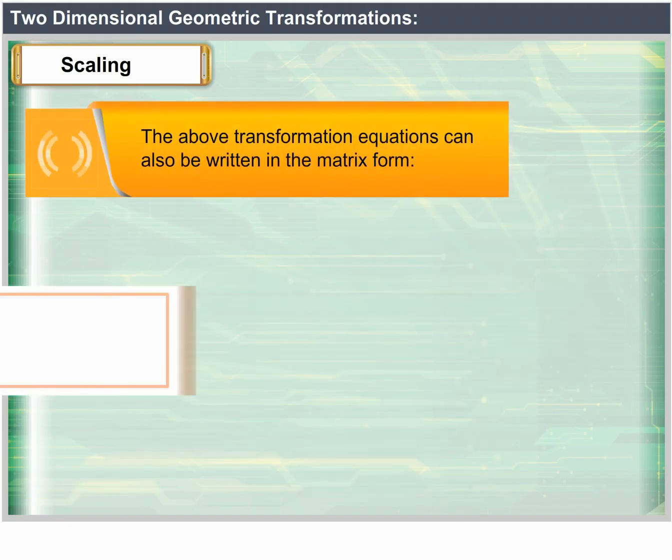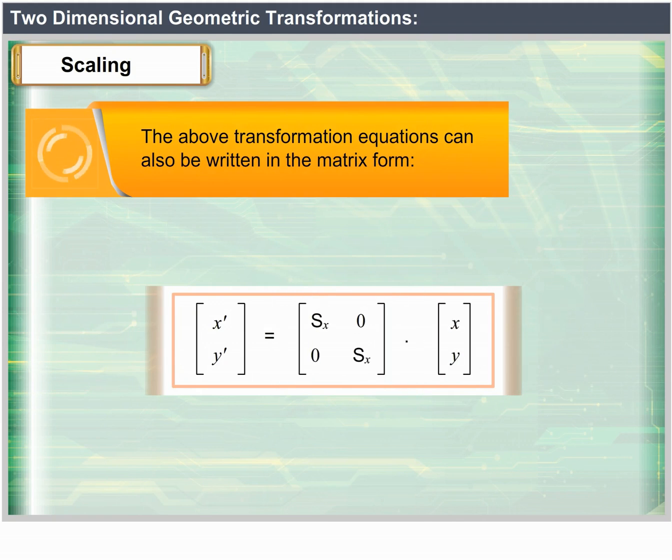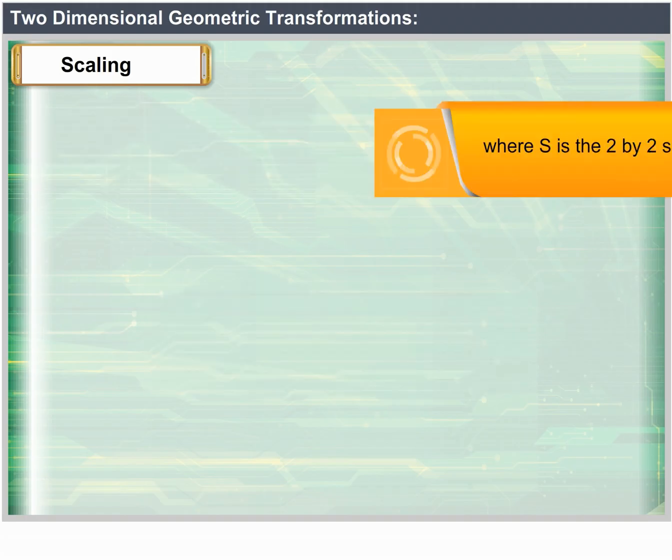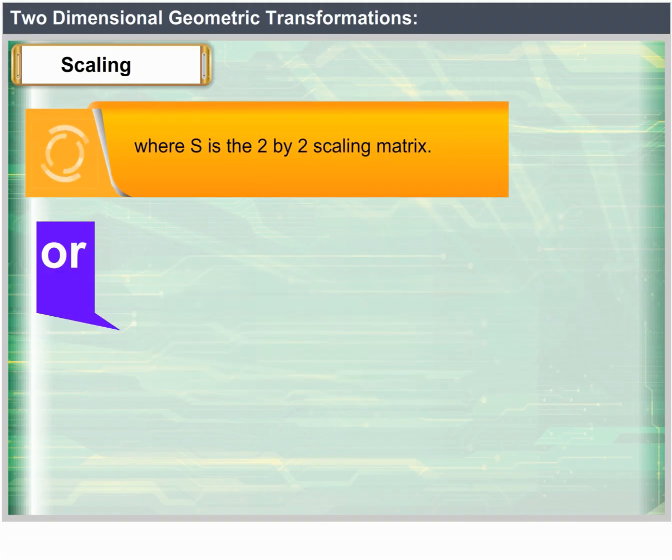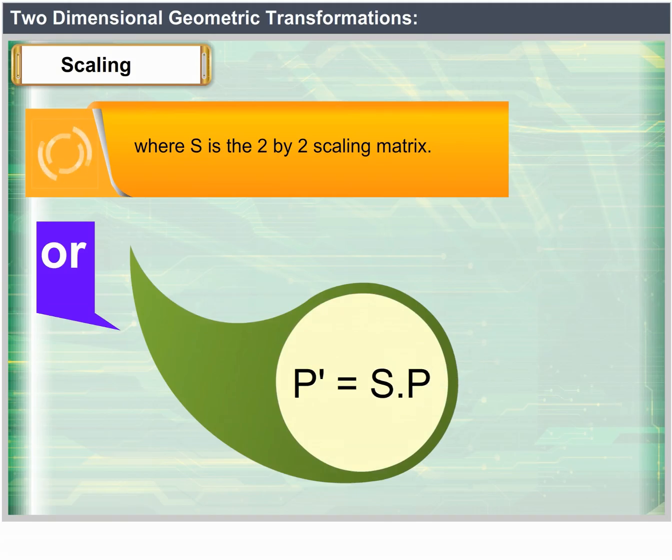The above transformation equations can also be written in the matrix form as shown on screen, where S is a 2 by 2 scaling matrix, or P' equals S times P.